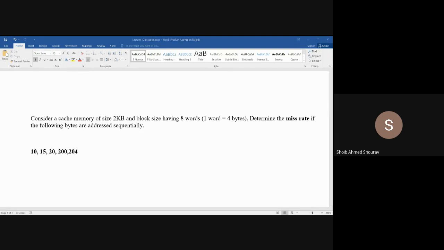Try to find out the solution. Take some time. Try to see the slide, how it is done. Then try to find out the solution. If you cannot, I will help you. So take 20 minutes from now and try to find the solution.